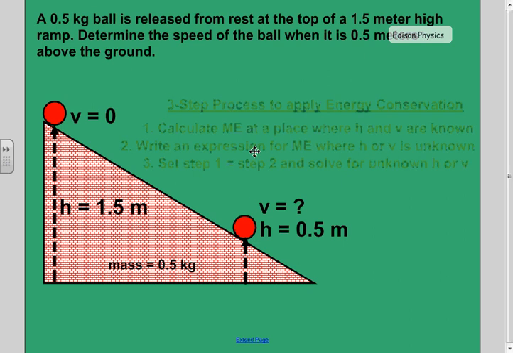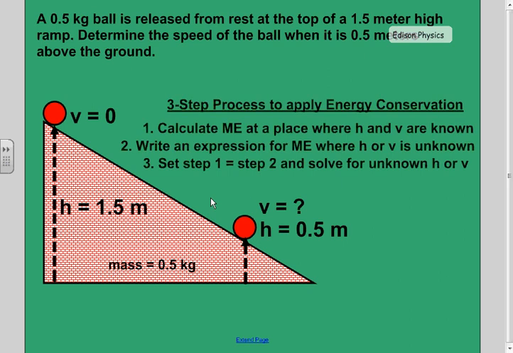So here we go. The first step is to calculate the mechanical energy at a place where we know H and V. That's what we would call our initial location in this problem. At the top of the ramp, we know the height is 1.5 meters and the speed is 0. So at that point, we can calculate the mechanical energy of the ball.